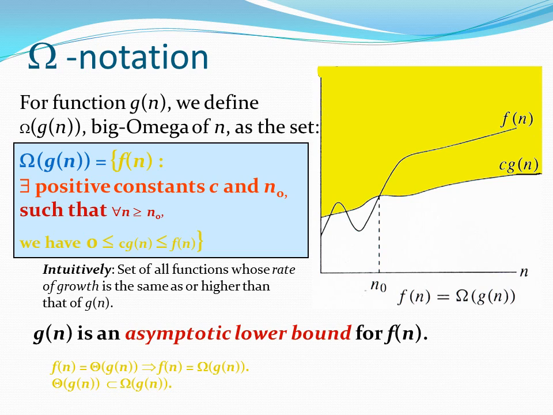Here c is some constant value that is always greater than 0, and n naught represents inputs, which must also be greater than or equal to 1. Why? Because we have to give at least one input, so it is always greater than or equal to 1. So this is the entire introduction to the asymptotic notations that are used for representing the time complexity of an algorithm.